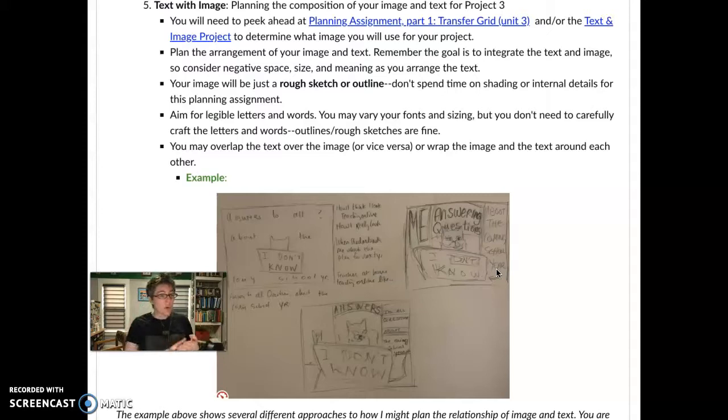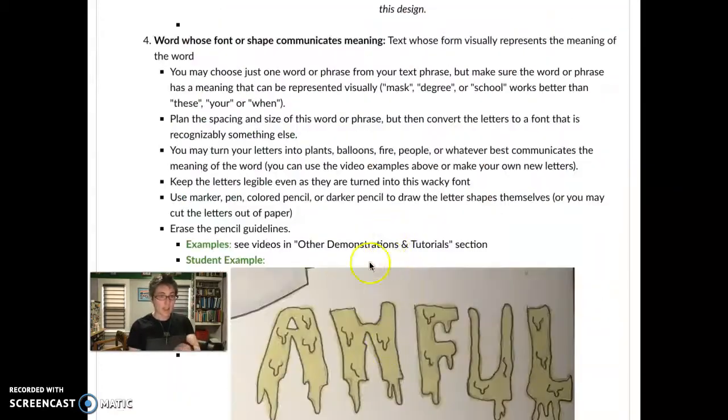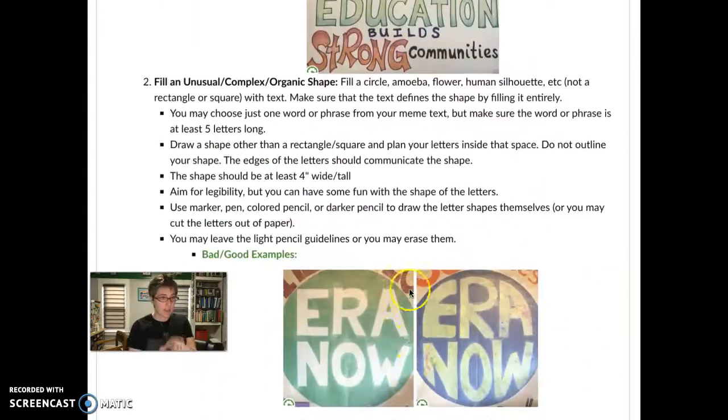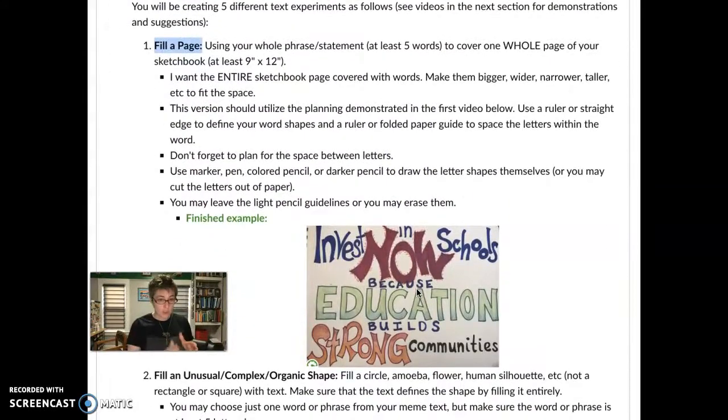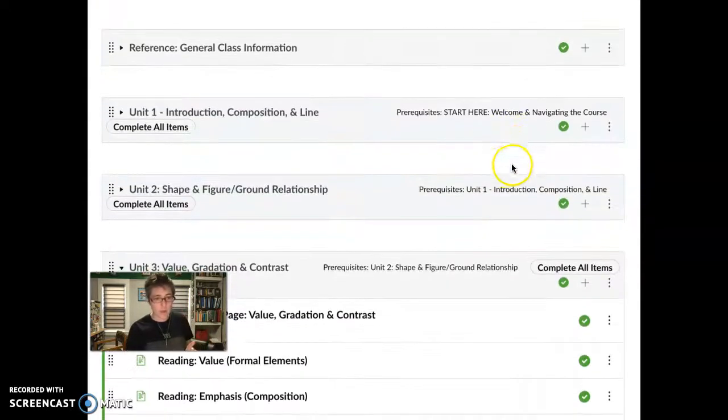So that is your text planning assignment. 5 pieces there. Sketchy here, a little bit more careful on some of the other ones here. And I'm concerned about measurement and filling the space. Now let's go back and peek. So this is planning assignment 1.